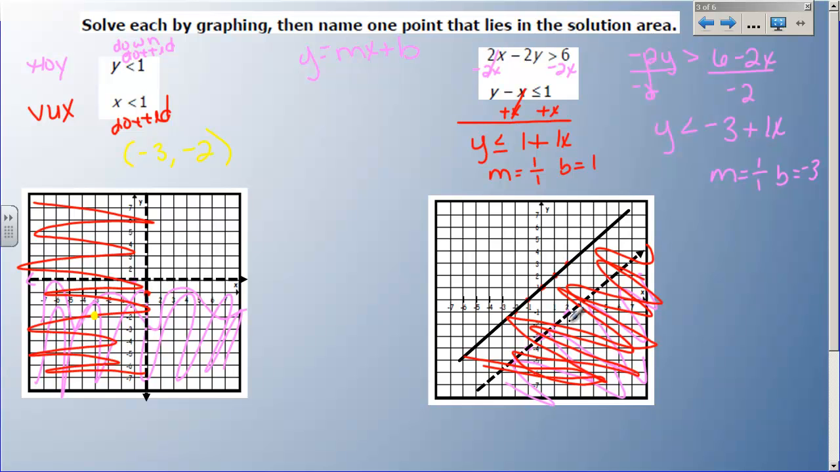However, I can put points anywhere in the shaded region and they will be a solution to this set of inequalities. So let's pick this point right here. It is in the overlapping shaded region, and that point is at 1, 2, 3, 4, 5, 6, 1. That point is in the overlapping shaded region, which makes it a solution to this system of inequalities, as does any point in that overlapping shaded region. Just not points on the boundary line because it's dotted.